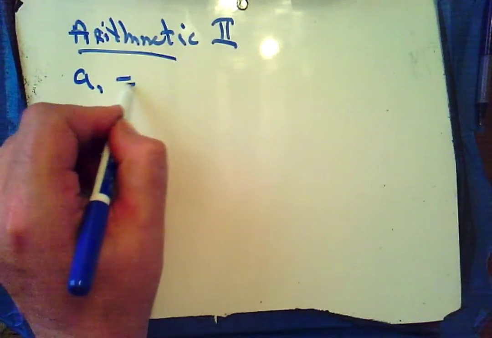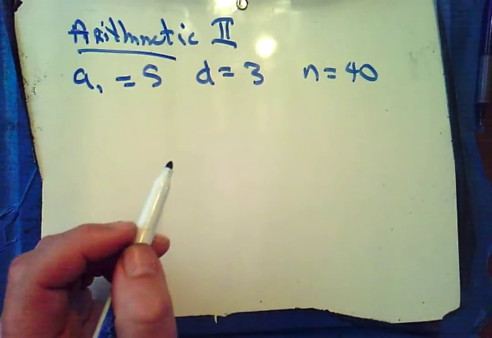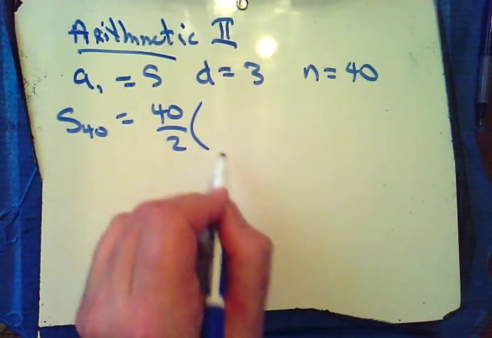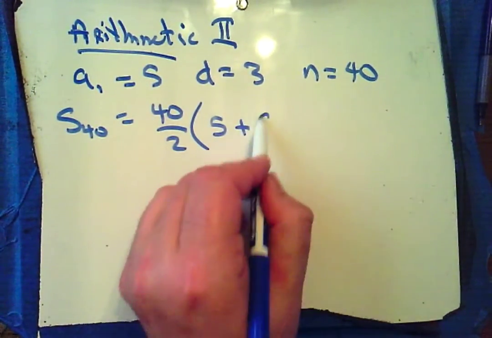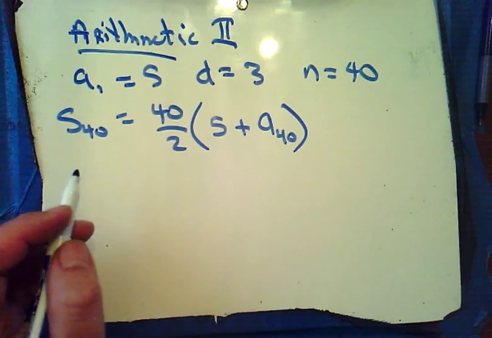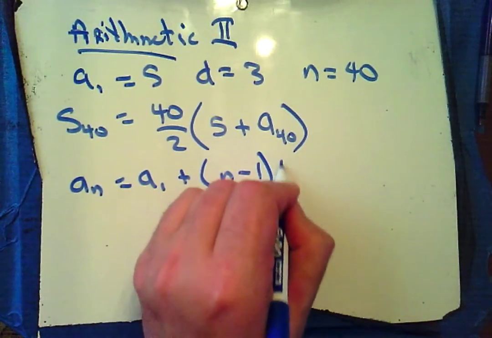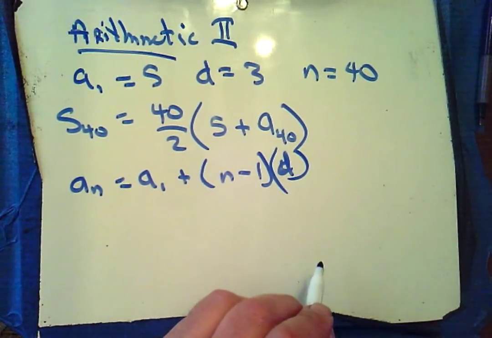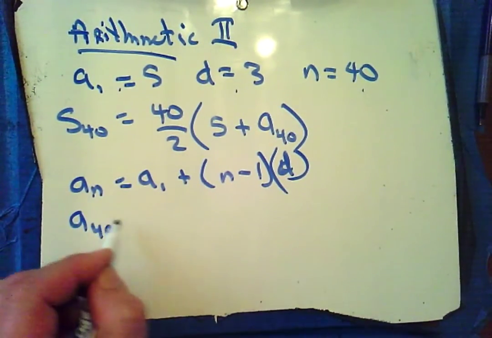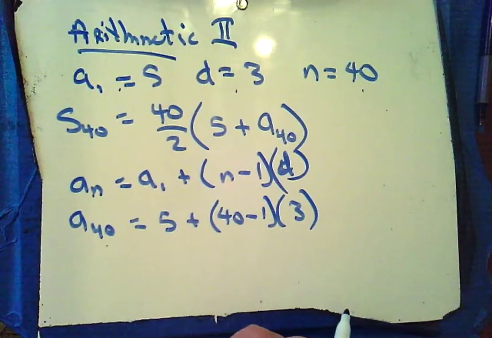Second problem, a sub 1 equals 5, d equals 3, and n equals 40. Okay, so if I'm looking for the sum of the first 40 terms, I want 40 over 2 times a sub 1 plus a sub 40. But I don't know a sub 40. So I'm going to have to find a sub 40. I know that a sub n equals a sub 1 plus n minus 1 times d. And we can plug in our values for a sub 1, n, and d to find a sub 40: 5 plus 40 minus 1 times 3.